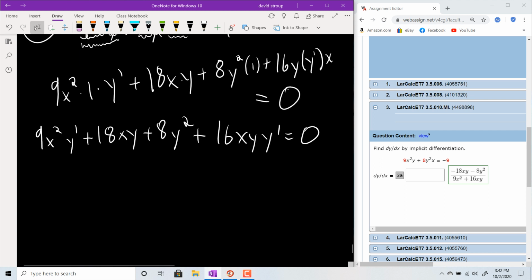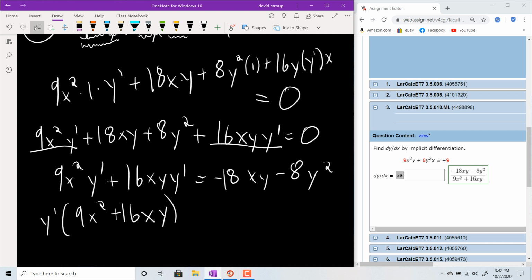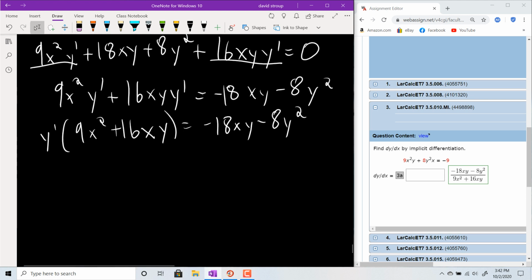We need to collect the y prime terms together. So 9x squared y prime plus 16xy y prime, and then move the other guys to the other side, negative 18xy minus 8y squared. Factor out the y prime. So we got 9x squared plus 16xy, negative 18xy minus 8y squared. Divide both sides.